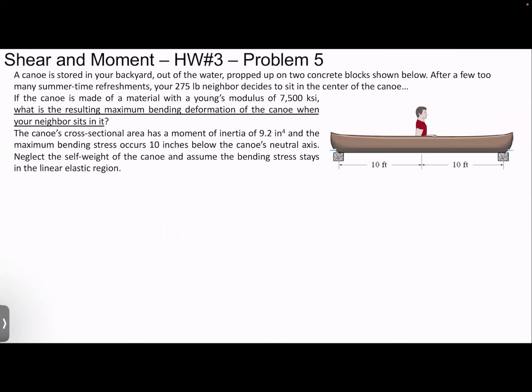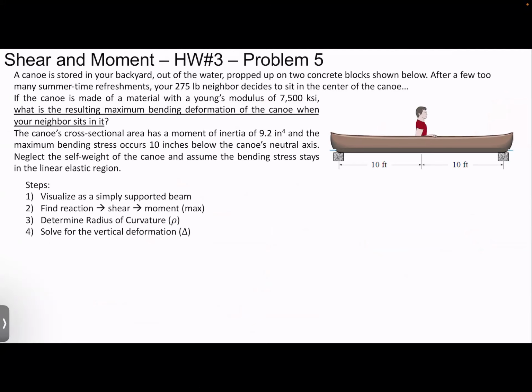Okay, I'm gonna go through this one really quick. I understand we have 1 minute left, but this solution's also posted, so you can view it there too. This was on your homework. For the steps, we're going to visualize this canoe as a simply supported beam. We find the reaction, we find the shear, we find the max moment, and then we determine the radius of curvature to solve for the vertical deformation.